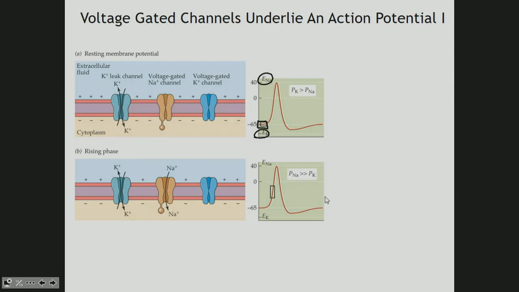Okay. The rising phase. So we've exceeded the voltage threshold. We're firing an action potential. What's happening is the voltage-gated sodium channels are set to open when voltage exceeds that threshold. So when you exceed that threshold voltage, all of your voltage-gated sodium channels open up. And now all of a sudden, the floodgates to sodium have opened. The permeability to sodium is far greater than the permeability to potassium. And you start to depolarize the membrane towards the equilibrium potential for sodium.